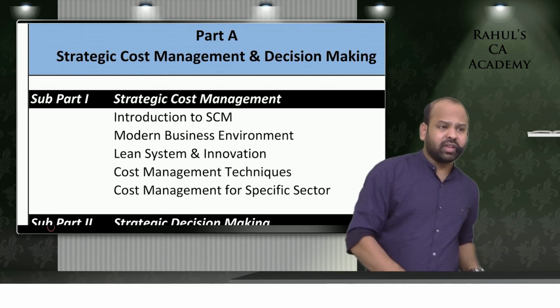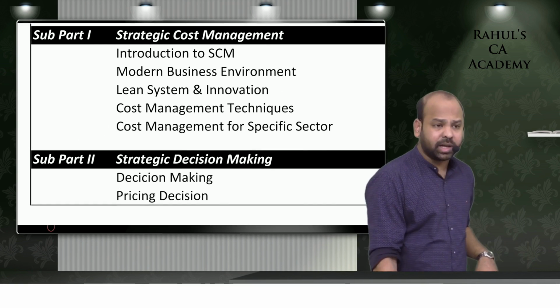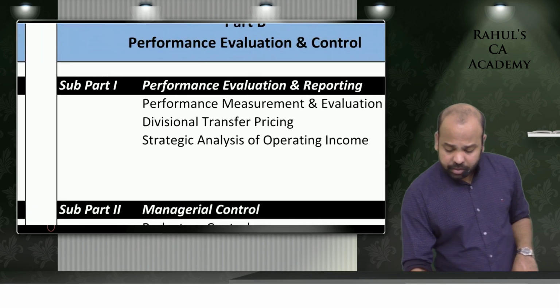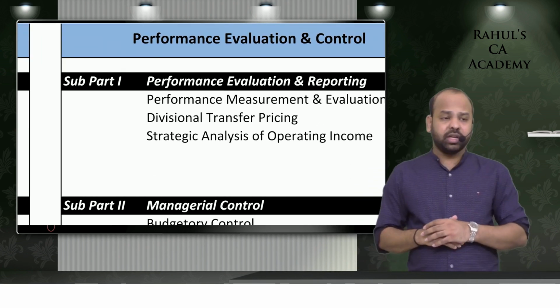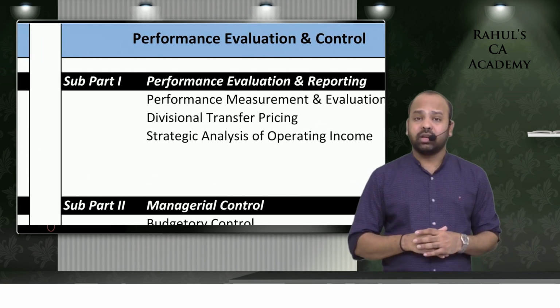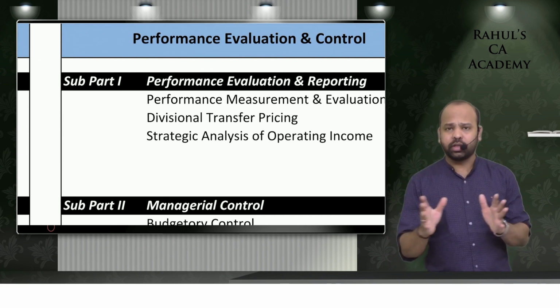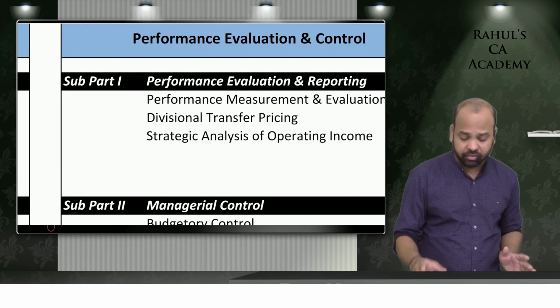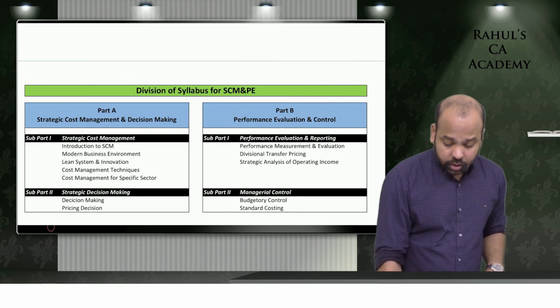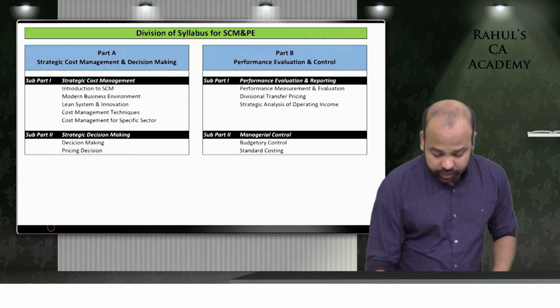This is a list of the topics. So you have strategic cost management, strategic decision making, performance evaluation and reporting, managerial control. You must all be knowing about the division of these things, but you should know that it is 50-70 or 70-50. That is what you will have to remember as far as the weightage is concerned.